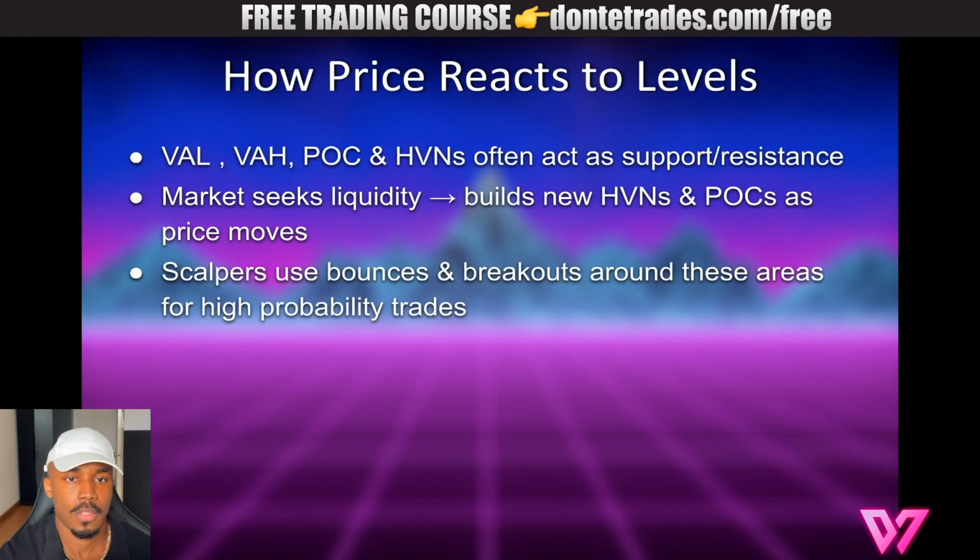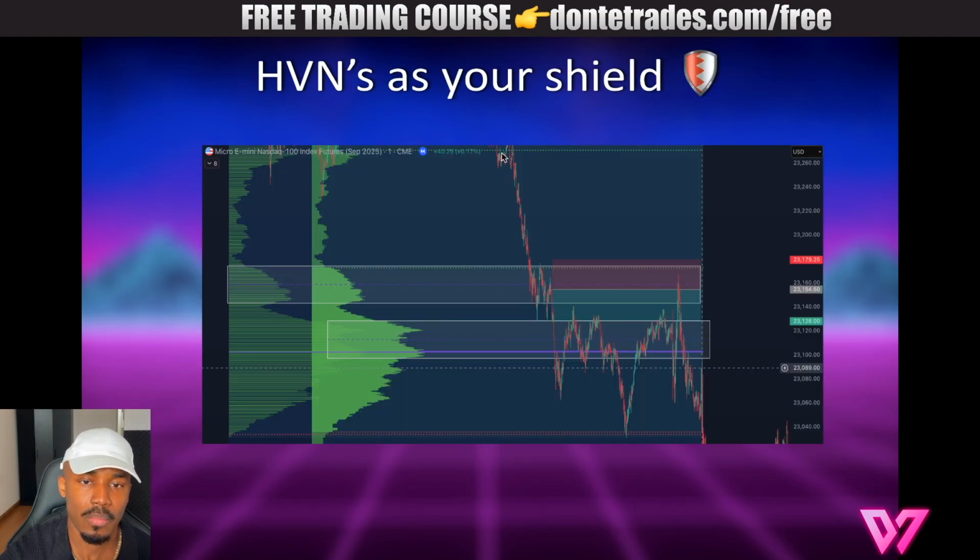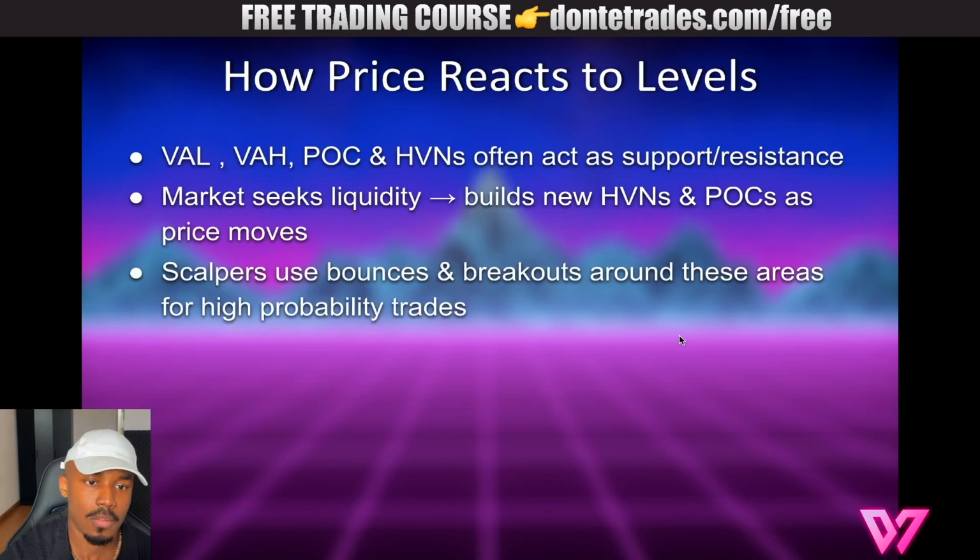So there you go. So how price reacts to these levels. So value area low, value area highs, point of controls, and high volume nodes often act as strong levels of support and resistance. The market is always seeking liquidity. So this is what people talk about when they say seek liquidity. We go from one liquidity zone to another liquidity zone to another liquidity zone. And the market is always seeking liquidity, building new high volume nodes, building new point of controls as the price moves.